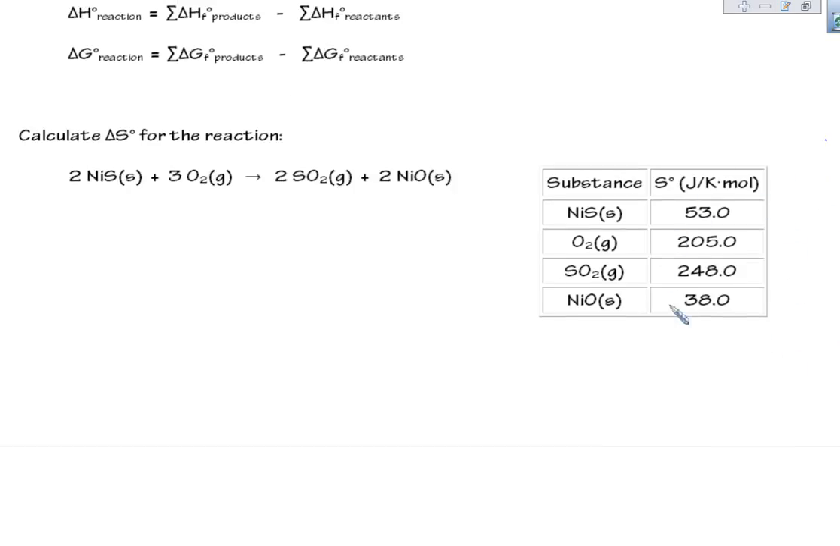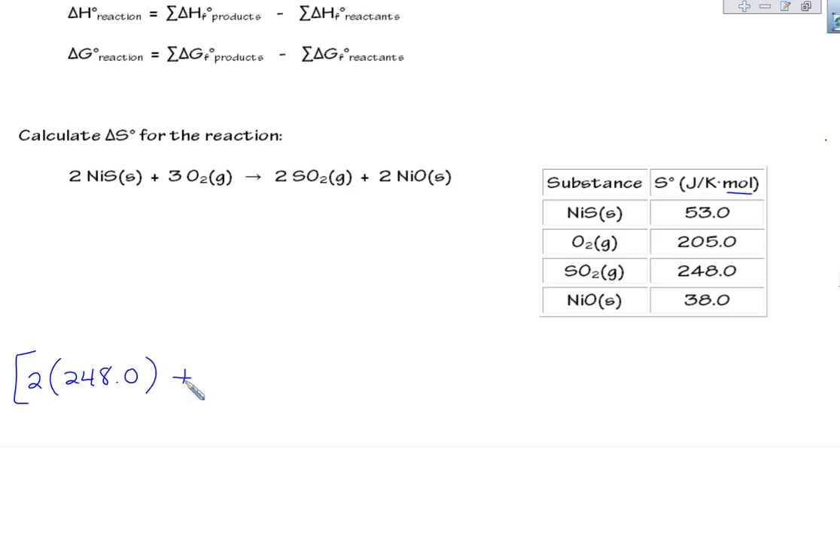So the numbers they give us are entropy values. We're going to set this up exactly the same way we did with heat of formation. Products minus reactants. And notice that this is per mole. So if I have more than a mole in the balanced equation, I need to multiply by the coefficient. So let's start with the products. I'm going to have 2 times that sulfur dioxide, 248.0. I'm going to leave the unit out for now. I know it feels really naughty, but we'll get back to the unit in the end.